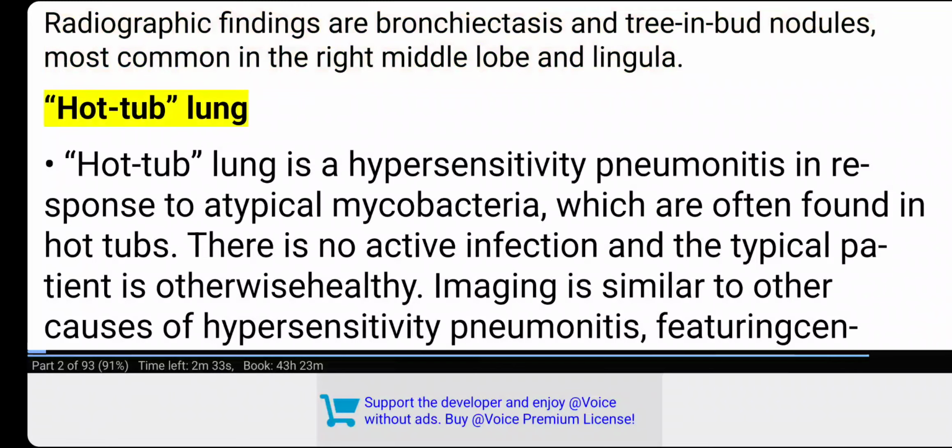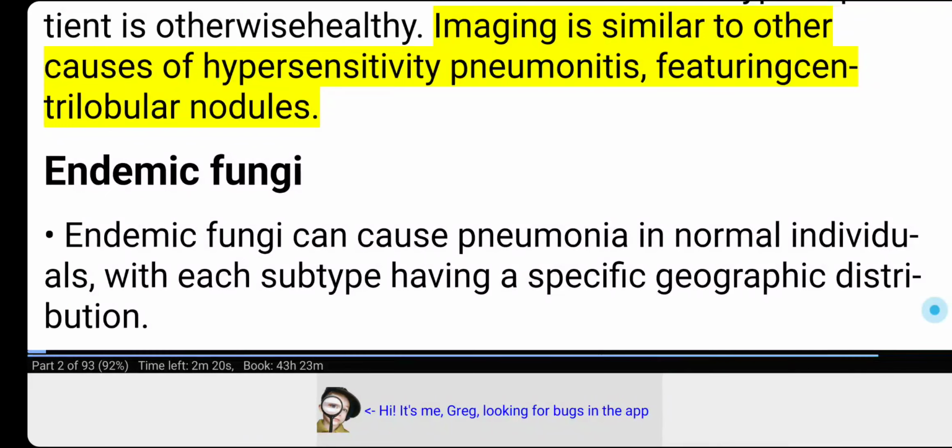Hot tub lung. Hot tub lung is a hypersensitivity pneumonitis in response to atypical mycobacteria, which are often found in hot tubs. There is no active infection and the typical patient is otherwise healthy. Imaging is similar to other causes of hypersensitivity pneumonitis, featuring centrilobular nodules.